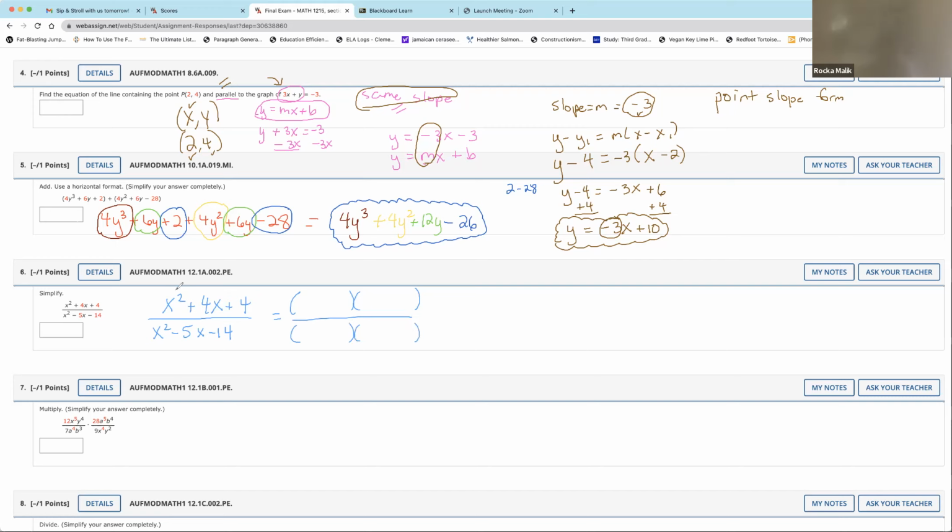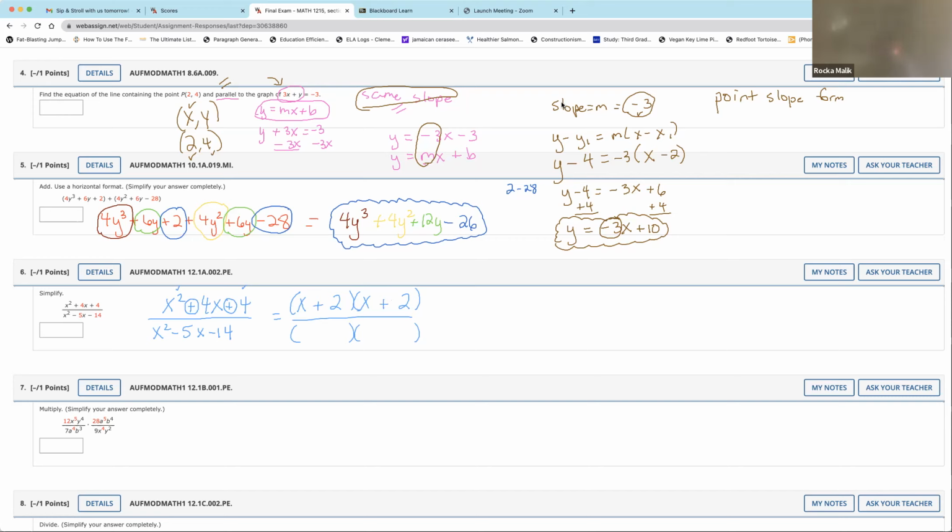Top, I have x times x to give me the x squared. Looking for two numbers that multiply to give me 4 and add up to give me 4. So 2 will work because 2 times 2 is 4 and 2 plus 2 is also 4. And they both need to be the same sign, and that sign happens to be the plus sign. Positive.